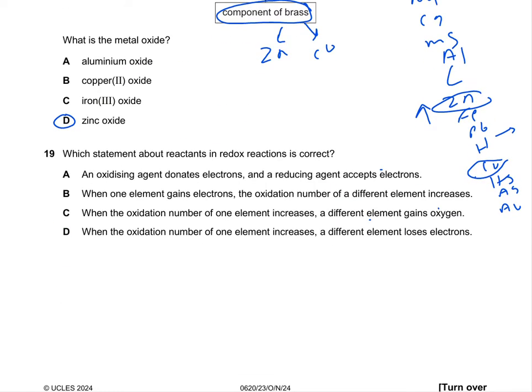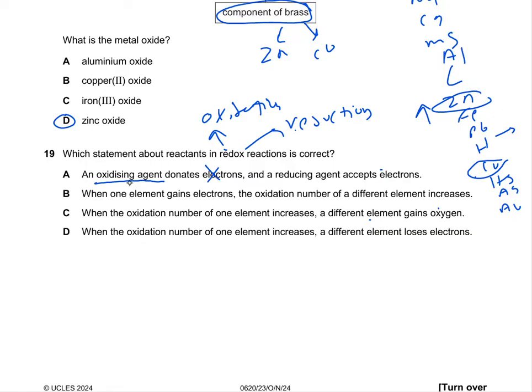Which statement about reactants in a redox reaction is correct? A redox reaction means that oxidation and reduction take place in the same reaction. An oxidizing agent oxidizes another substance and itself is reduced. So does it donate electrons? No, the oxidizing agent itself is reduced, and reduction is gain of electrons. So the oxidizing agent gains electrons, it does not donate electrons.